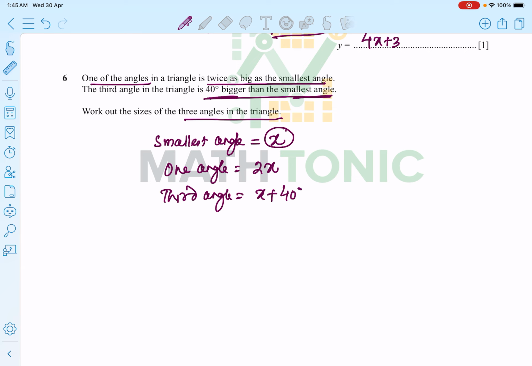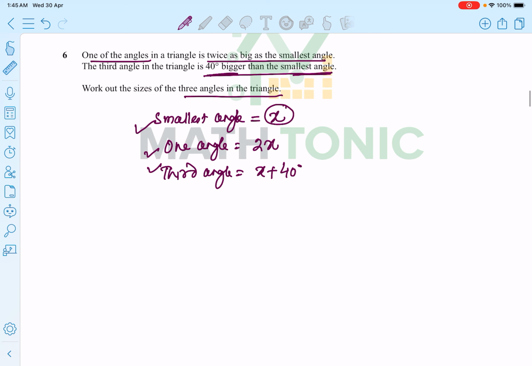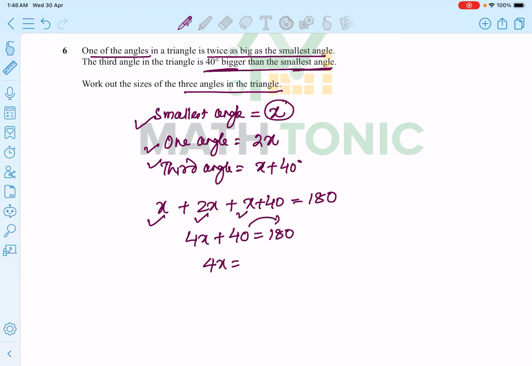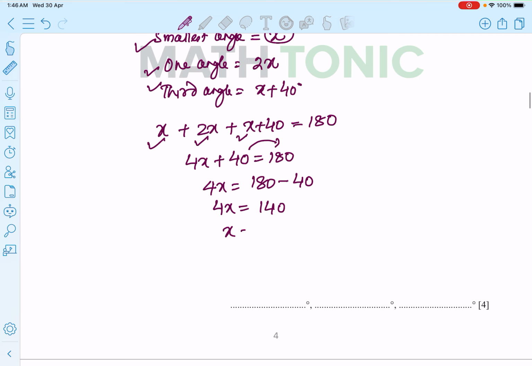Did you get it? So we got these three angles, and we know that in a triangle the three angles add up to 180. So I can write x plus 2x plus x plus 40, right? That equals 180. So x plus 2x plus x, I can write 4x plus 40, that equals 180. If I rearrange it, 4x equals 180 minus 40, so we got 4x equals 140. Got it? So to find the value of x, divide by 4 on both sides, right? So it will be 140 over 4. If I divide this, I can write 35 degrees.